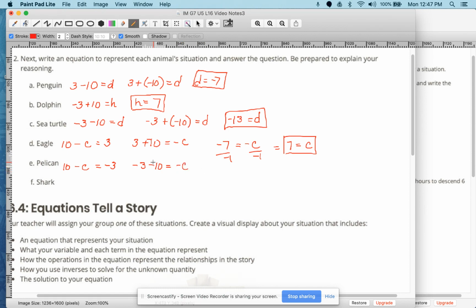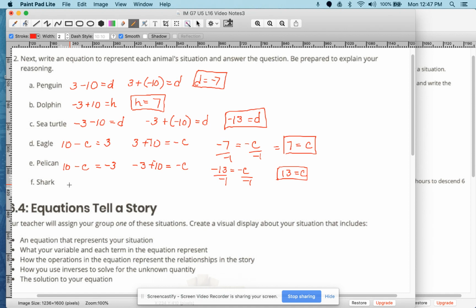And again, adding the opposite. Now I have two numbers that I'm adding together that have the same sign. So I know that -13 equals -C. But I don't want a -C, so I can divide by -1, and I'm going to get a +13 equals C. So basically, the pelican is diving down 13 feet, and he's going to end up at -3.